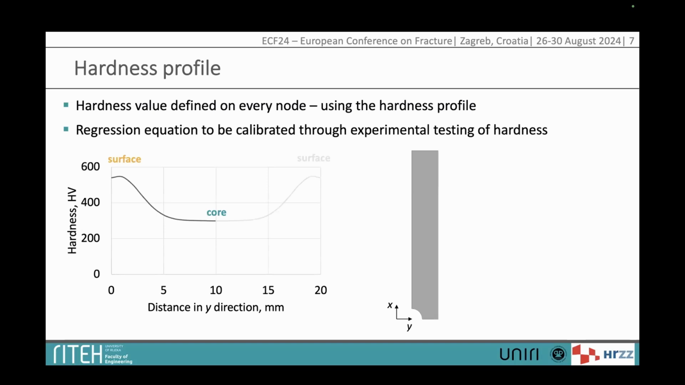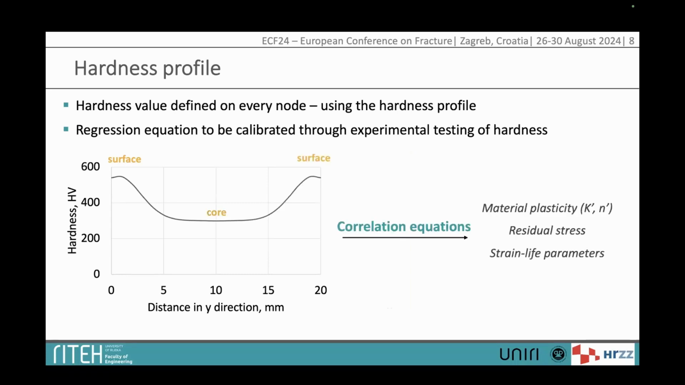First, what we actually have to have for this is the hardness profile. Like I said, from the surface we have higher hardness to the core, which has lower hardness, and then I will use these regression equations to correlate hardness to other mechanical properties, similar to what this colleague from Portugal mentioned here also. So basically we correlate hardness to material plasticity, to residual stresses, and at the end to strain life parameters, so we can actually get the number of load reversals to failure.